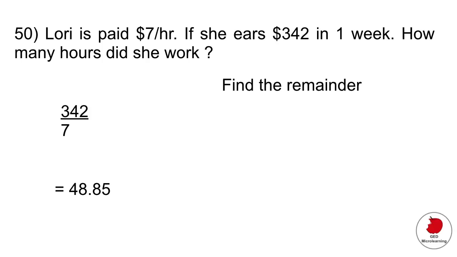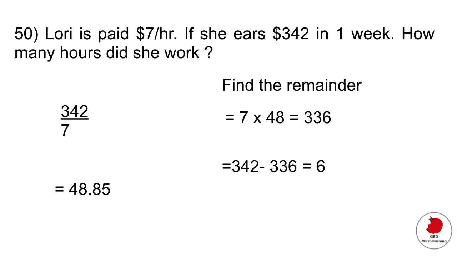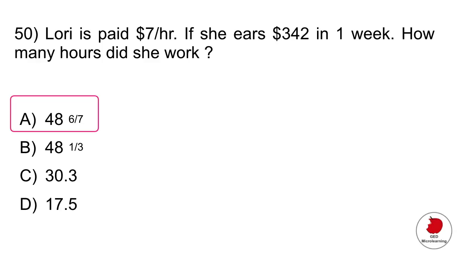Once again, you would first of all find out how many 7s are in 342, and that's 48, right? If you multiply 48 times 7, that gives you 336. If you then subtract that number from the numerator, that's going to give you 6, and that's going to be your remainder. The denominator of your remainder is going to be 7. So you end up with 48 and 6/7, which is answer A.